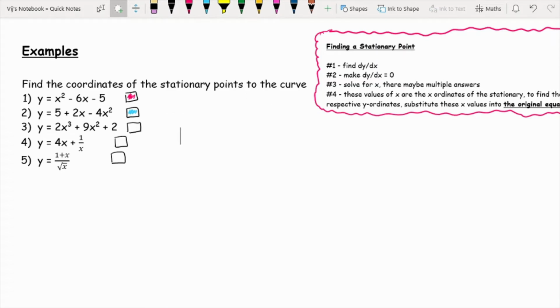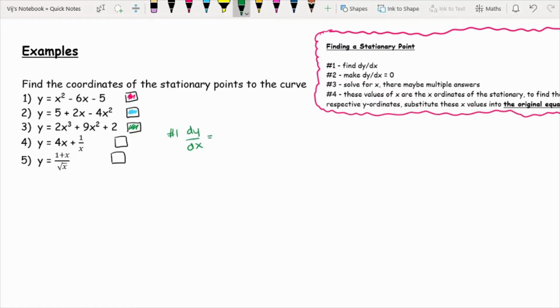So moving on to example 3, let's go for a different colour. For example 3, again, we're looking at a cubic graph. With regards to a cubic curve, we're going to be looking for 2 stationary points. As you can see from the equation, we've got no fractions, no square roots, so we're going to go straight into our first step of finding dy over dx.